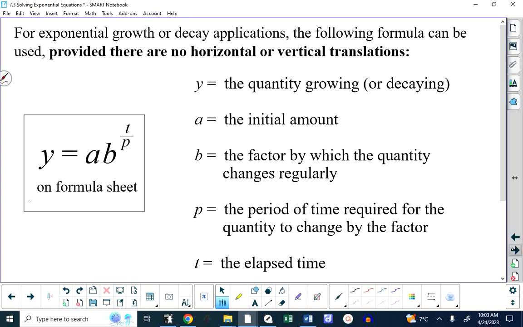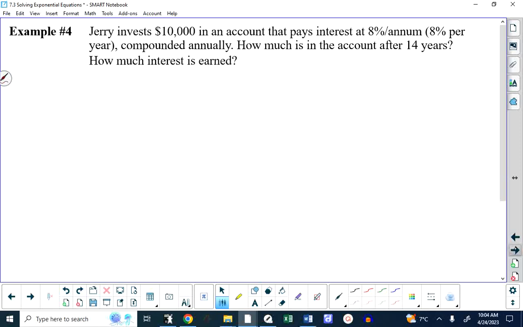P is the length of time it takes for us to get interest. So listen, if you're getting interest annually, P is 1 year. If you're getting interest semi-annually, P is 0.5 of a year. If you're getting interest monthly, P is 1/12 of a year. It's the length of time it takes for them to give you interest. And A, of course, is your original value or original amount.